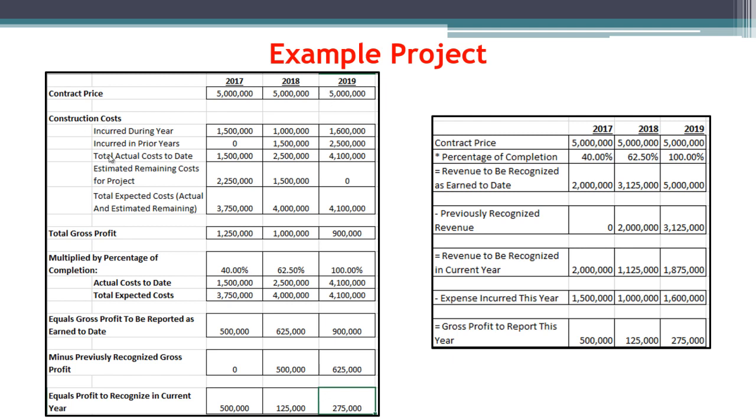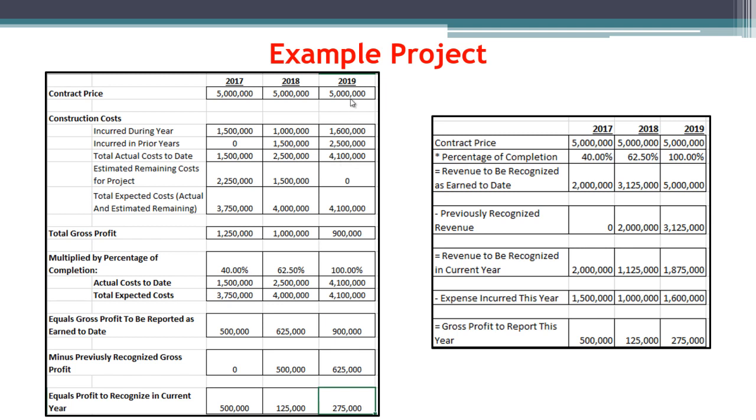So then we're taking a look at the construction costs. Now, we know what we're incurring each year because we're buying the materials, using the materials, using the labor, all of that. We also obviously know what we've incurred in prior years because in this example, in 2017, we incurred $1.5 million. So by the time we get to 2018, we know we've already incurred that, plus we have an extra $1 million for 2018. It just accumulates over time. So the total actual cost to date is just a sum of what we incurred in that current year plus what we've already incurred in previous years. And obviously it's growing.